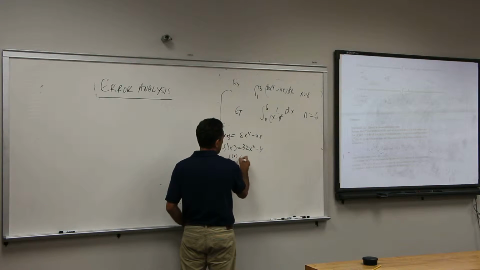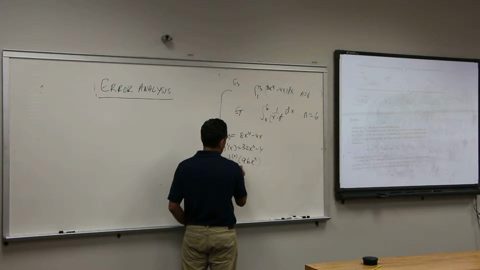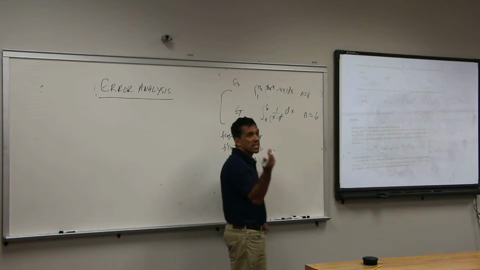What's the second derivative? So it's not 96x squared. What's the third derivative? 192x. Then what's the fourth derivative? 192. So my k is 192.